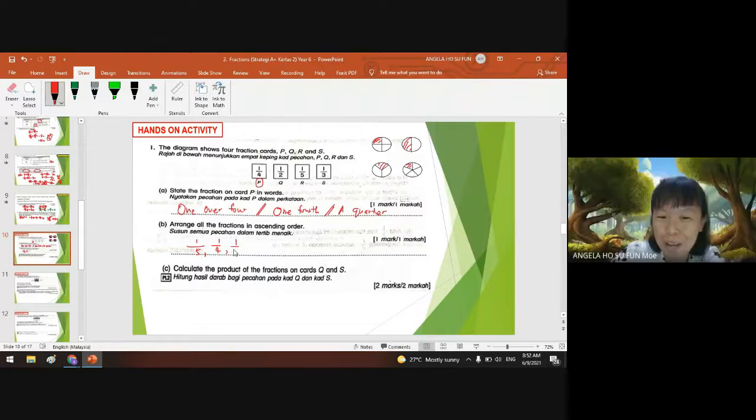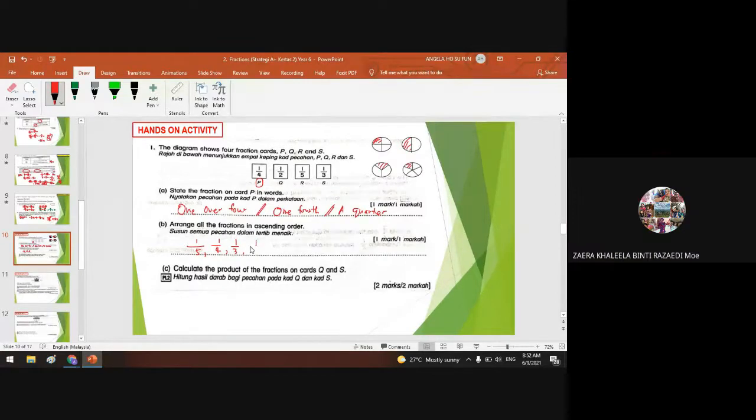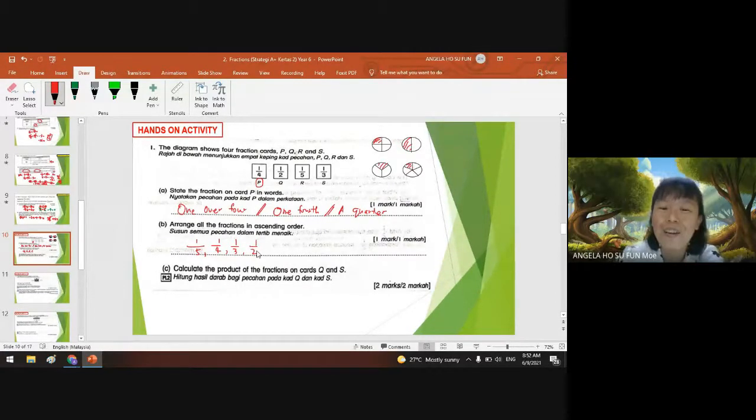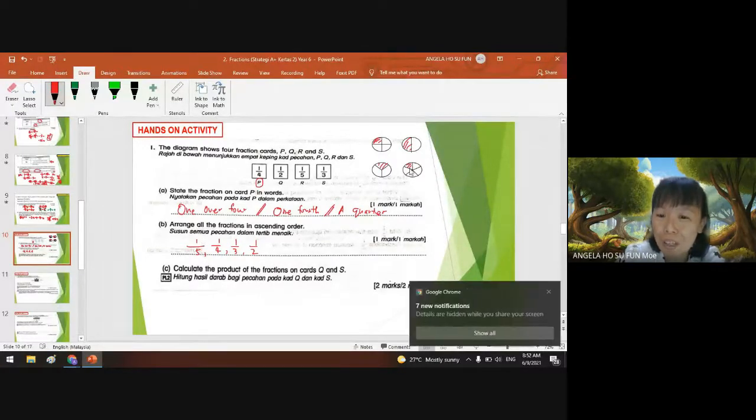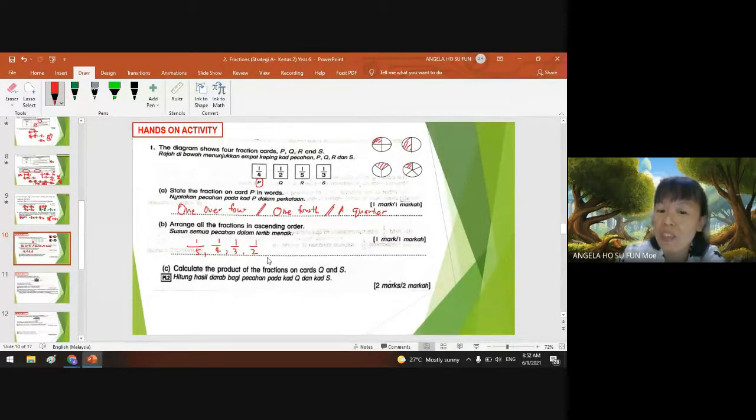Who are you? Hamimi? Zera? Okay, is it correct? Yes, you are correct because 1/5 is a smaller part. 1/2 is a bigger part. So always remember, in a fraction, the bigger the denominator, the smaller the amount represented. The smaller the denominator, the bigger the part it will be. This is the opposite of whole numbers.